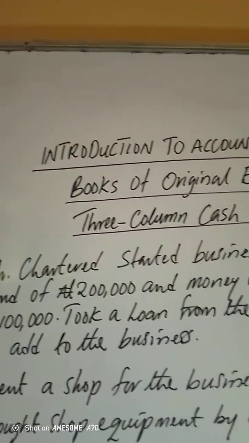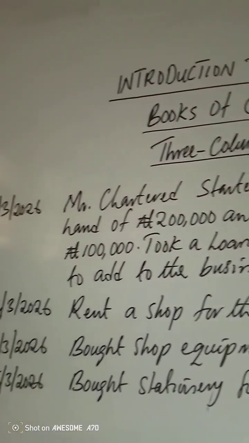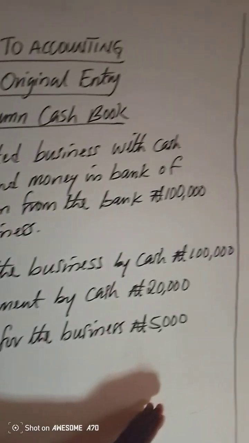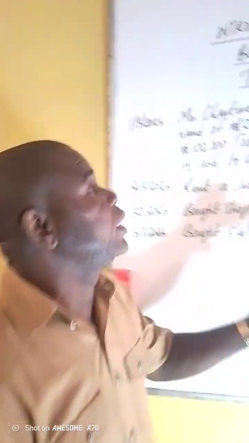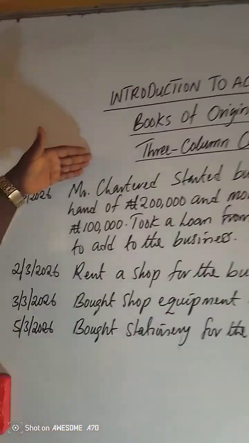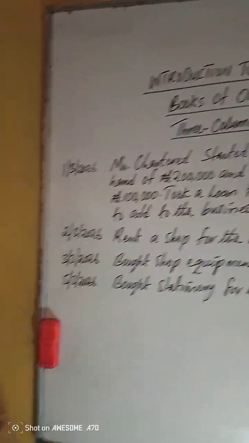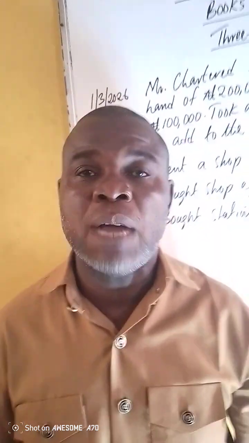In today's video, we are going to continue under books of original entry, which is the second aspect of accounting, where we're treating the double entry system. We're now with the first book of account, the books of original entry. We are going to continue with the first book of original entry, which is called the cash book.